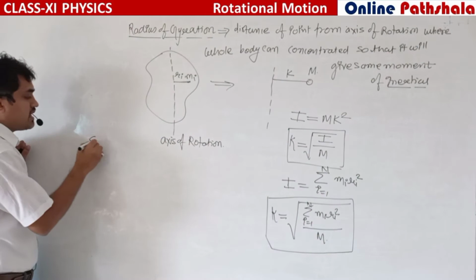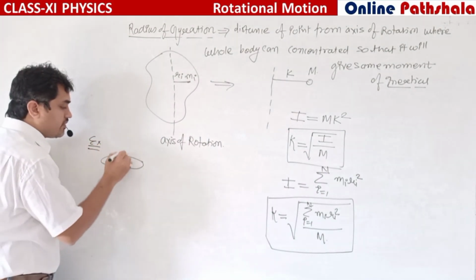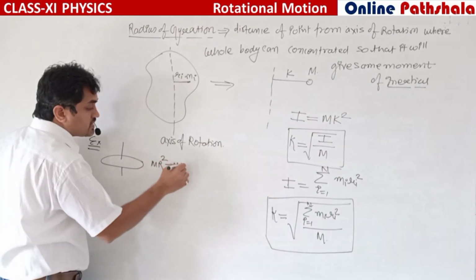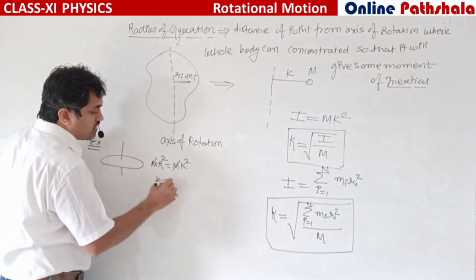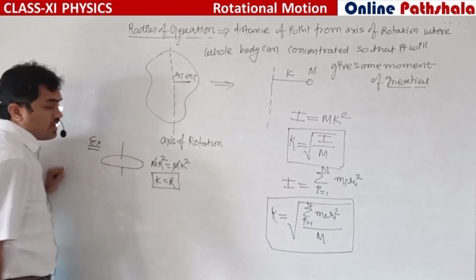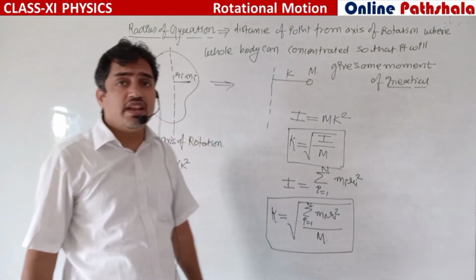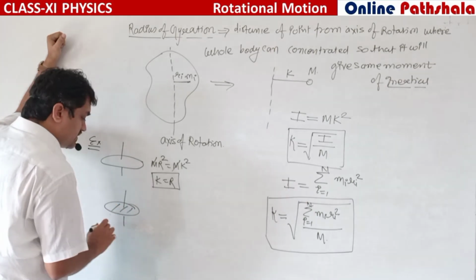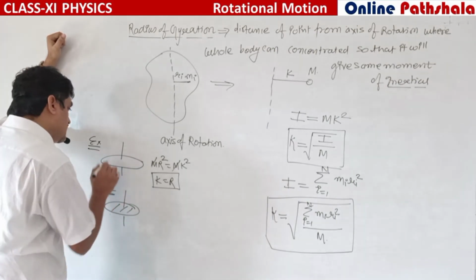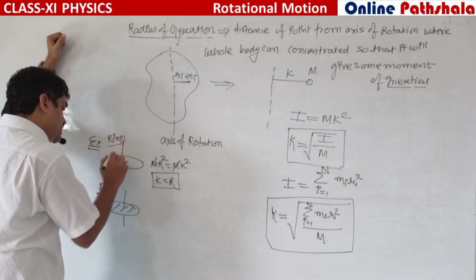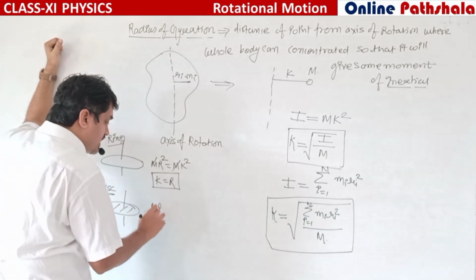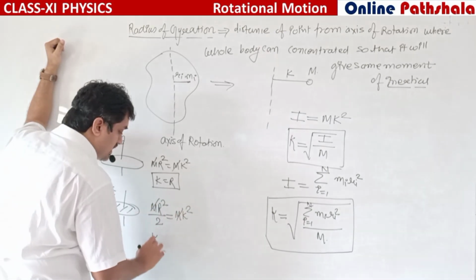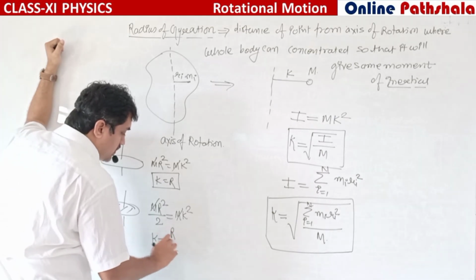We can take some examples, like the ring. Moment of inertia is mr square, which is equal to mk square. So m will cancel out, k equal to r. In case of a ring, the radius of gyration is equal to the radius of the circular ring. Now if we talk about the disc, you know very well moment of inertia is mr square by 2, which can be written as mk square. So m will cancel out, k is equal to r by root 2.